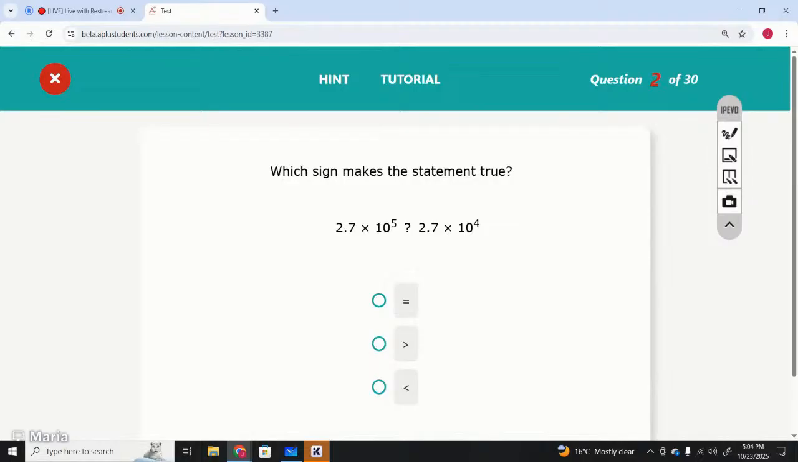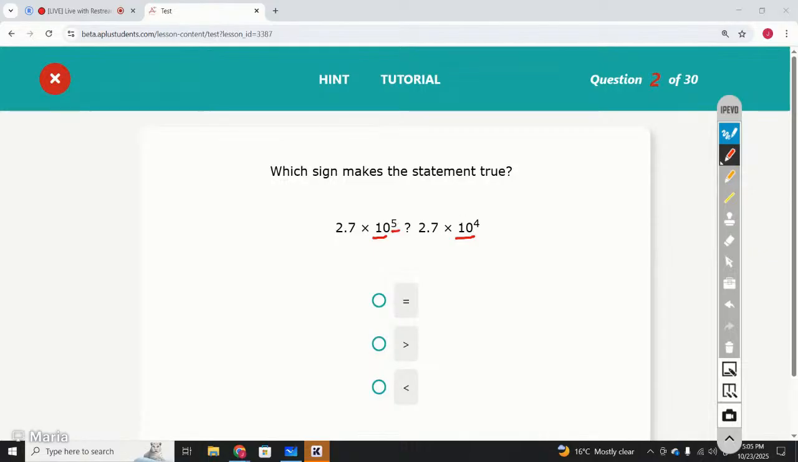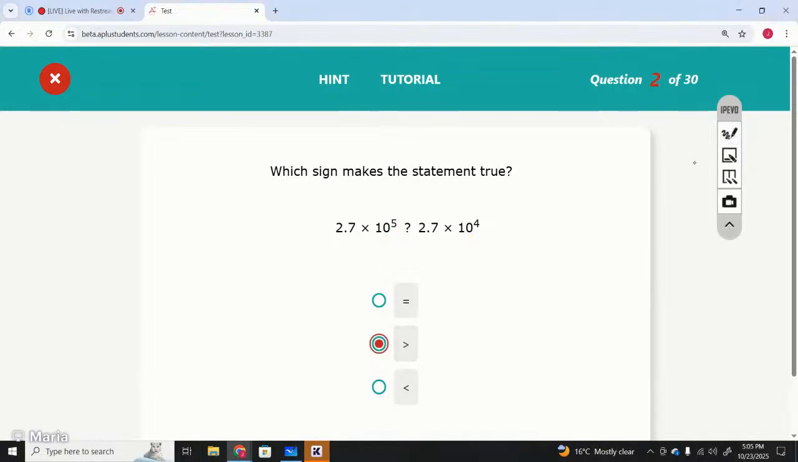Which sign makes the statement true? The first thing is we need to look at the exponents of the 10. Here you have the exponent 5 and here you have the exponent 4, right? So 5 is greater than 4. That means the one that has the greater exponent is greater than the other one. So 2.7 times 10 exponent 5 is greater than 2.7 times 10 exponent 4. Got it? Greater it is. Option number 1 is the correct option.